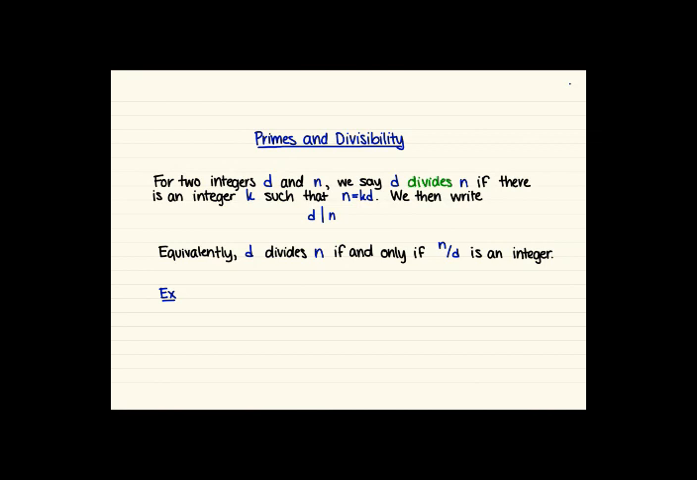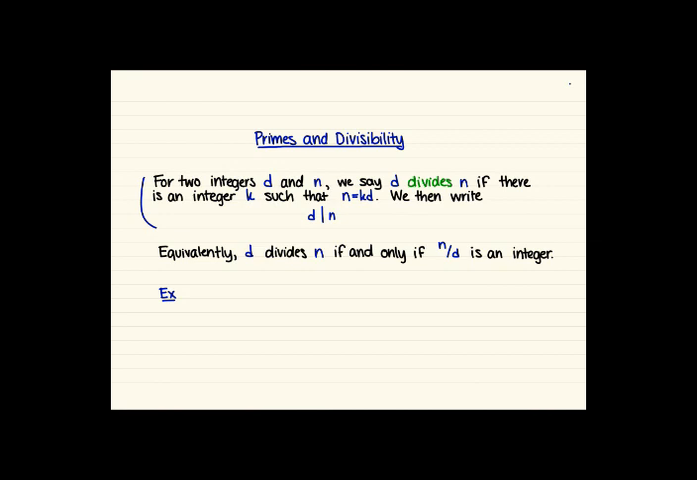An equivalent definition for d dividing n is that d divides n if and only if n divided by d is an integer. So this is what we would usually think about as d divides n, but it turns out that the first definition that I gave here is actually easier to work with for proofs. So that's what we're typically going to use, even though the second one is more consistent with our intuition for divisibility based on what we learned in earlier math classes or growing up.